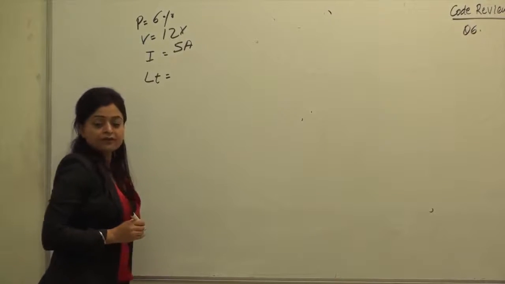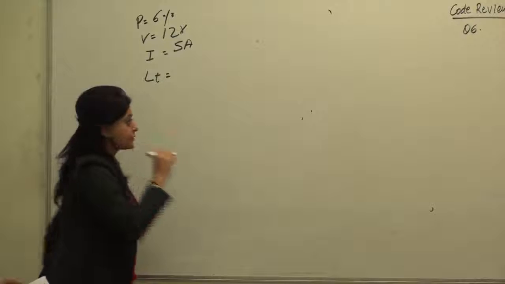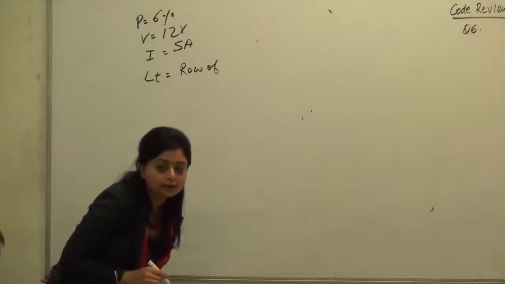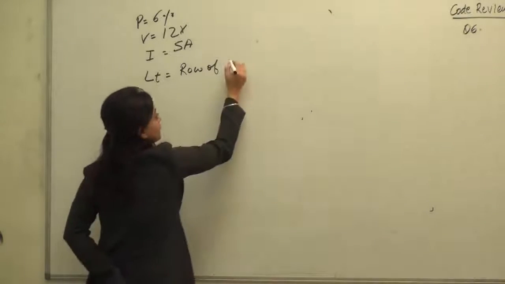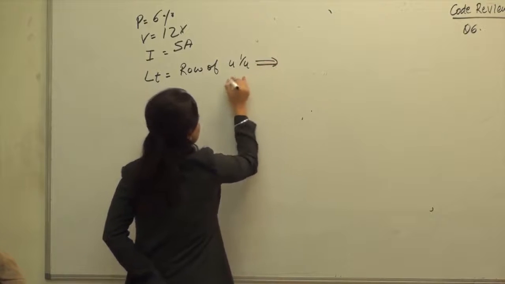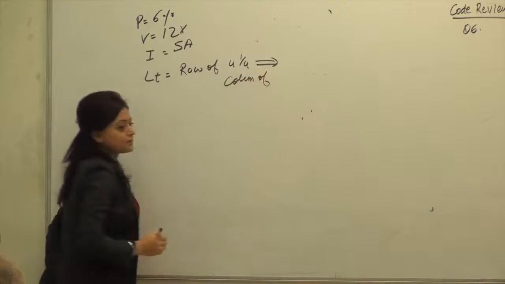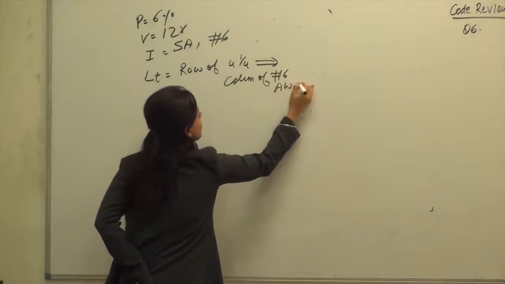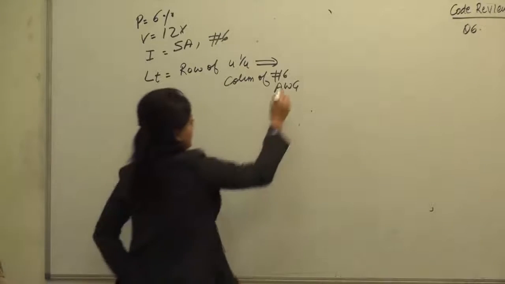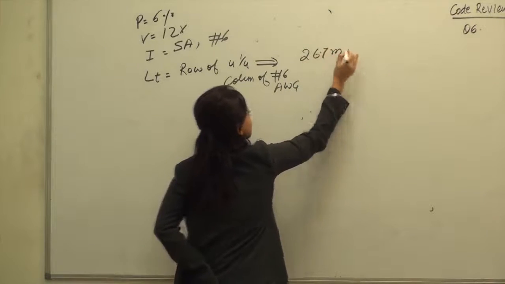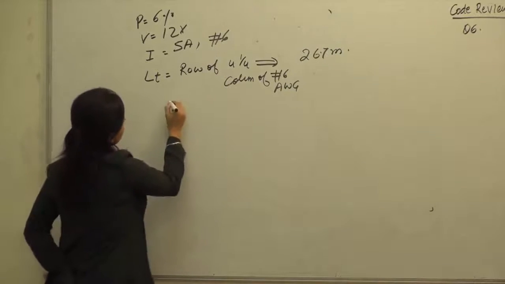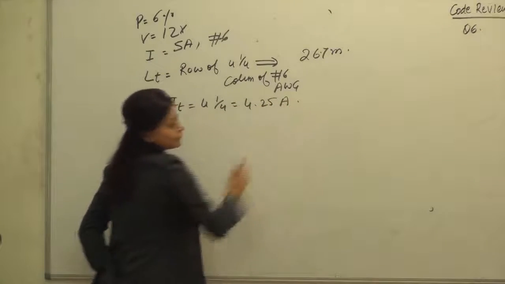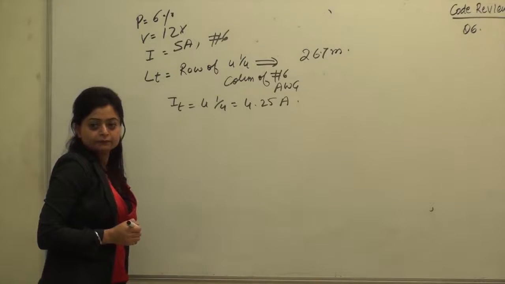Do you have a row of 5 amps? No. So you're going to go to a row close to 5, which will be what? 4 and a quarter. Okay. You will go to a row of 4 and a quarter and column of? What is the conductor size given? Number 6. Okay. So what is the length from the table? 26.7 meters. Good job. Now, current from the table that I'm using is 4 and a quarter. I can write down 4.25 amps. Do you guys agree? Okay.